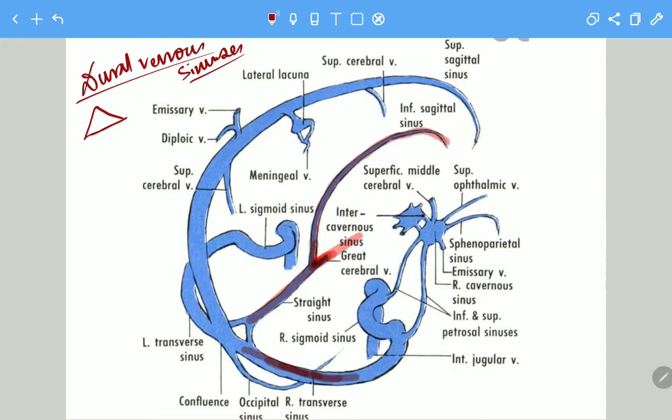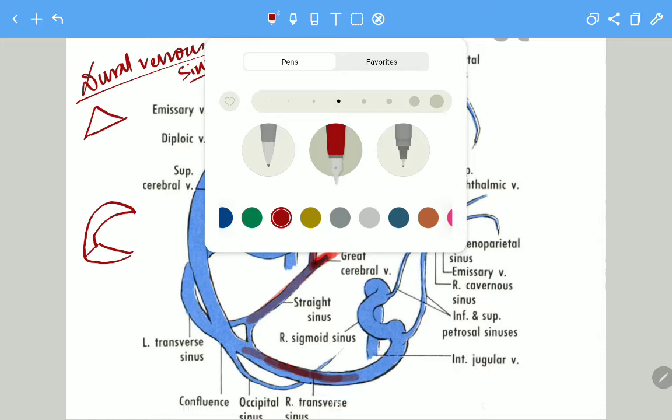If you recall the meningeal layer, this is the falx cerebri. It has got a superior margin and inferior margin, and then there is the tentorium cerebelli. So the superior sagittal sinus runs along the falx cerebri attached to the interior of the cranium, and the free border of the falx cerebri holds the inferior sagittal sinus.